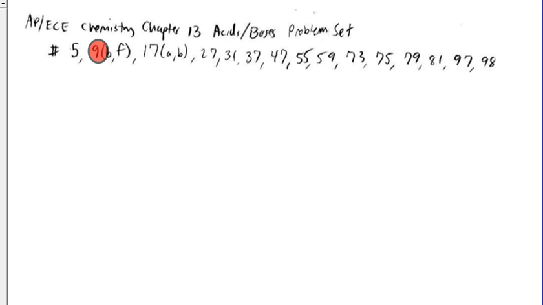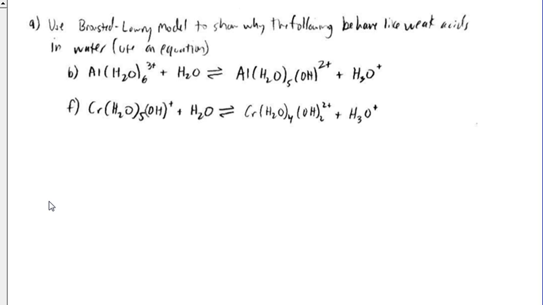Take a look at problem 9, parts B and F. In problem 9, you're asked to use the Bronsted-Lowry model to show why the following would behave like weak acids in water. You're given the starting compound of a complex ion with aluminum and water, and you have to devise a way for it to look like it's acting like a weak acid. What happens is one of these waters donates one of its hydrogen ions to this other water over here, and so we get a hydronium ion, H3O+, and rather than having 6 waters complexed with the aluminum, we have 5, and then there's 1 hydroxide, that 6th piece, and the charge is changed as well.